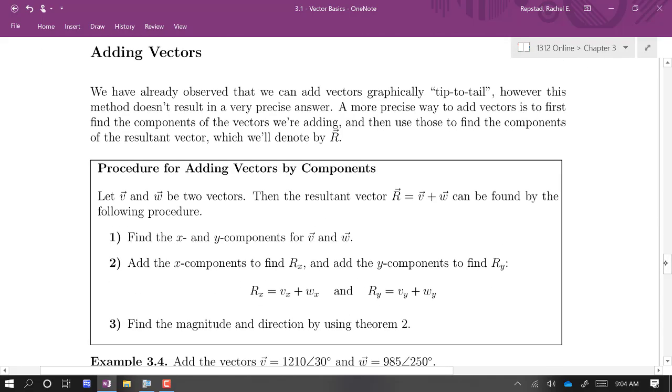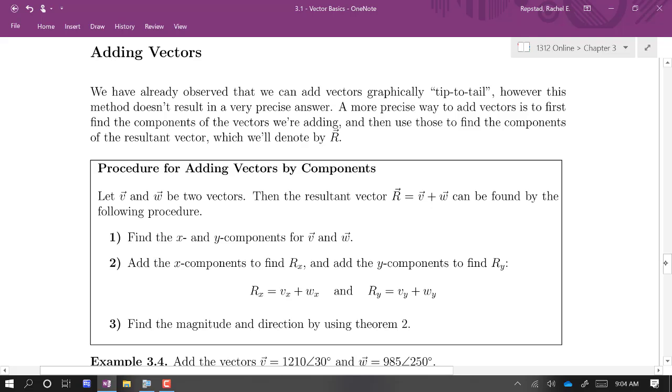All right, so now we're going to add vectors. We've already seen earlier on, a few pages ago, that graphically or geometrically we add them tip to tail. And that can be a nice interpretation, a good way to visualize what we're doing, but it lacks a bit of precision. So to get a precise answer, we're going to use the components to add vectors.